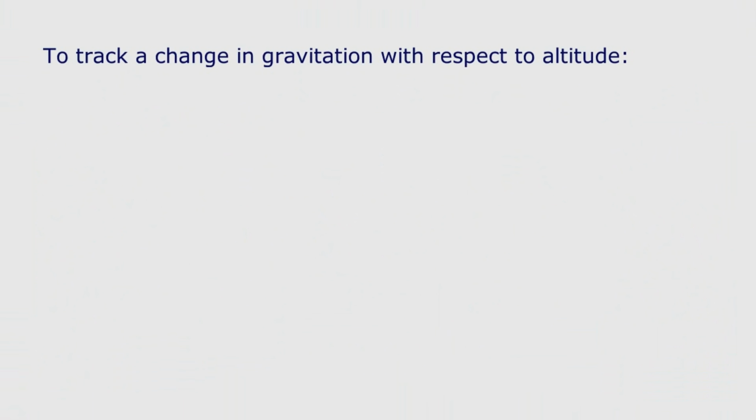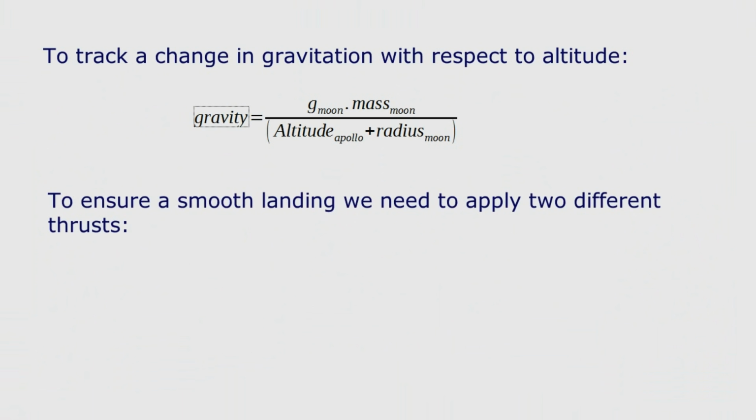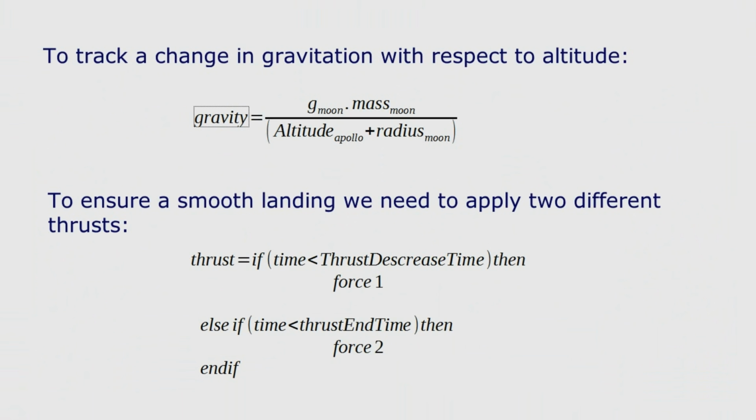So to track a change in gravitation with respect to altitude, we need the following formulas. So for the gravity, we need moon mass, altitude, and the radius of the moon. Now you'll see some of these figures in our block diagram in SysML coming up soon. So I don't expect you to remember some of these physics formulas, but I just hope that you'll appreciate that you'll see them when we have a look at Enterprise Architect in a moment. So to ensure a smooth landing, we need to apply 2 different thrusts, and all of that is encapsulated here as well.